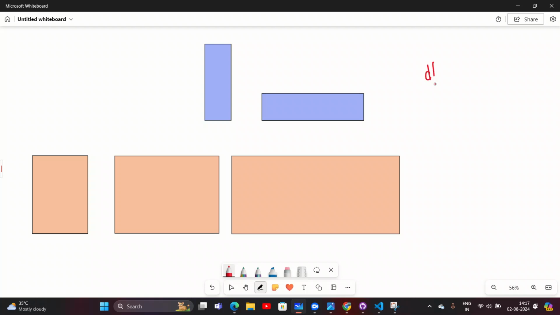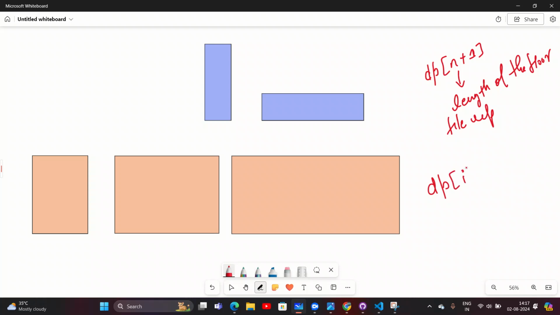So we are going to create a DP of size n plus 1, where n is nothing but the length of the floor that we need to tile up. We need to assign a meaning to this dp. So suppose at dp of I, what data is it going to hold?